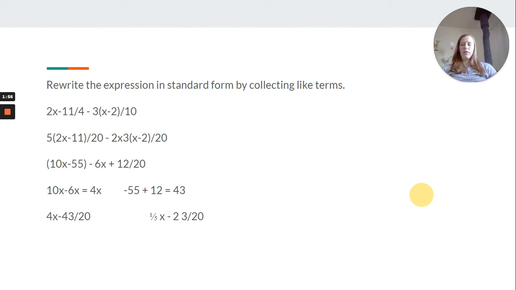Then we have 10x minus 6x equals 4x. And negative 55 plus 12 equals negative 43. 4x minus 43 over 20 simplifies to 1/5 x minus 2 and 3/20. Okay.